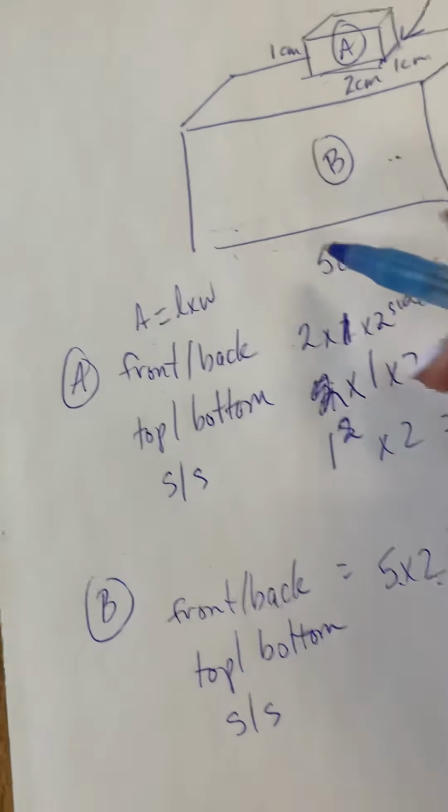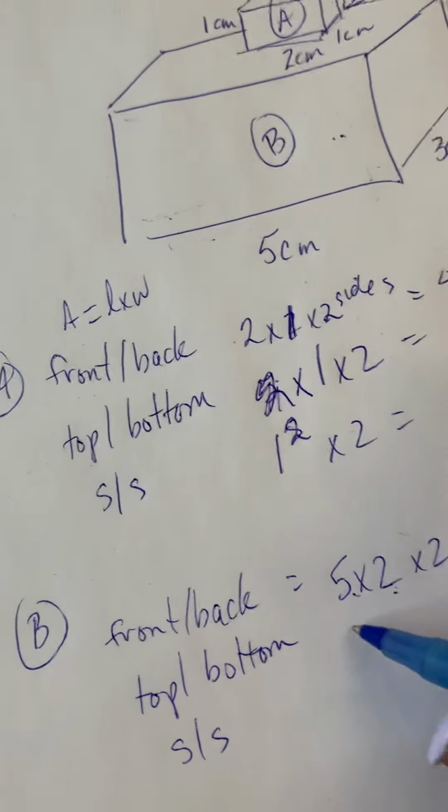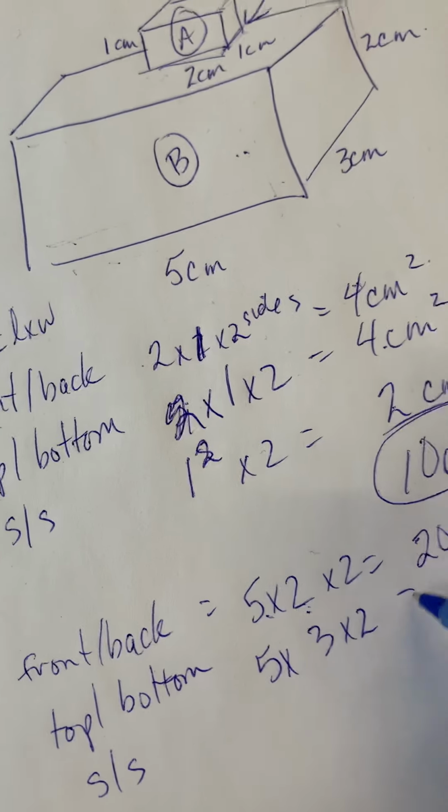Okay, the top, bottom, the top is 5 by 3 this time. 5 times 3 times 2.